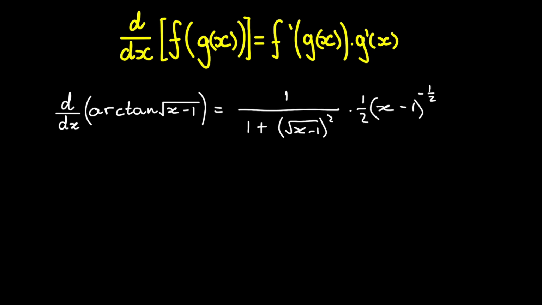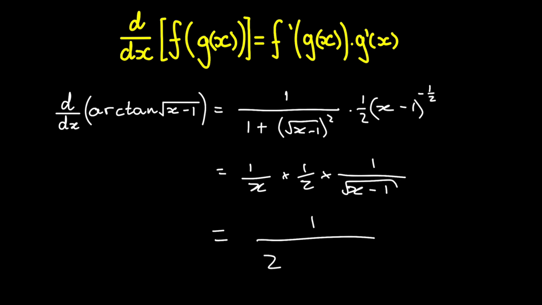All right, now simplifying the right-hand side, when we're squaring a square root, they both fall away, and in the denominator we get 1 plus x minus 1, so then the 1's fall away, and we're left with 1 over x, and that's times 1 over 2, and that's times 1 over x minus 1, and then the square root of that. And I brought this x minus 1 into the denominator because its exponent was negative. So our final answer is 1 over 2x times the square root of x minus 1.